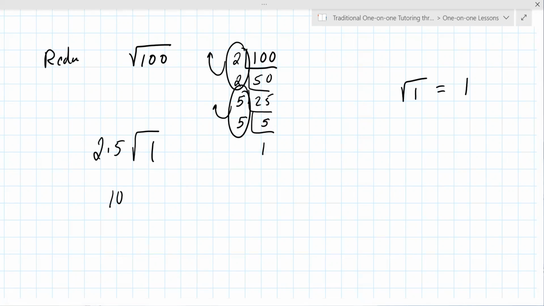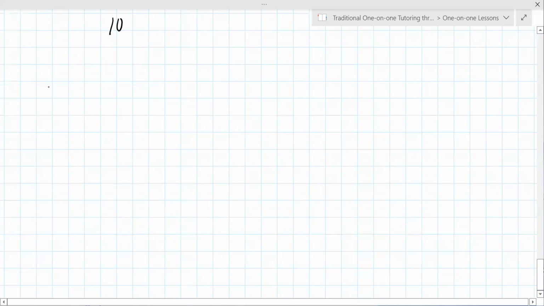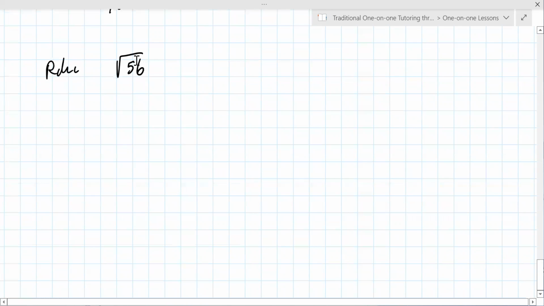All right, let me give you a couple more here. I'll give you one not too difficult and then one that's a little bit harder. Okay, sounds good. Reduce the square root of 56. And we'll move on to some other types of applications of this. Gotcha.